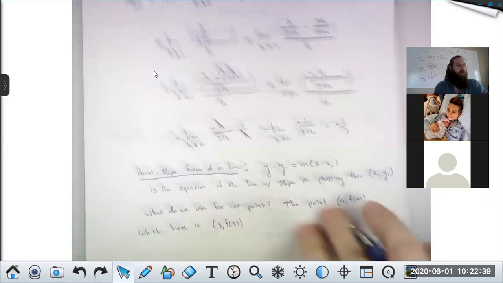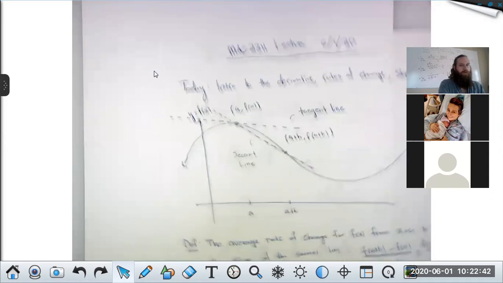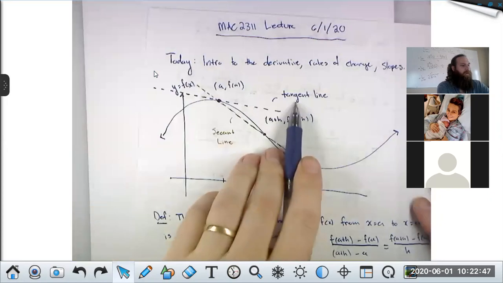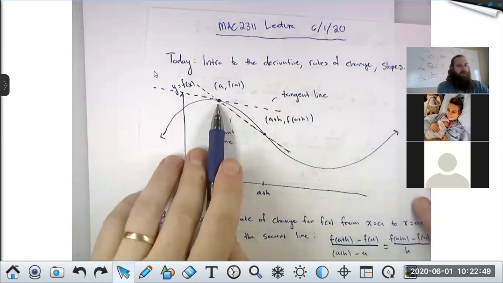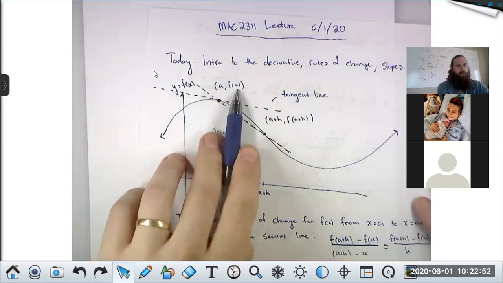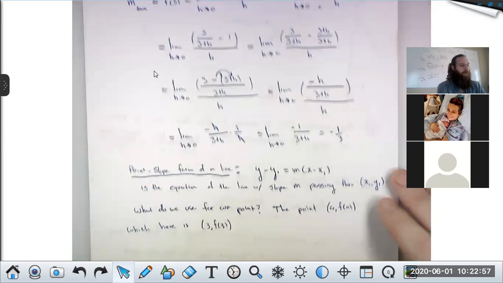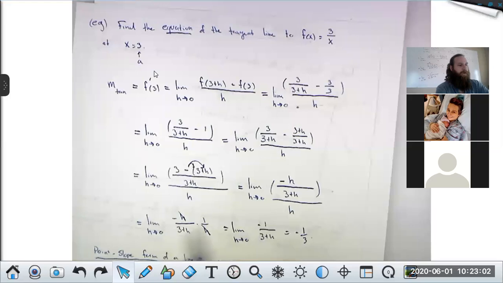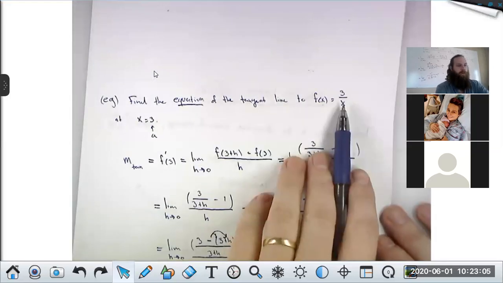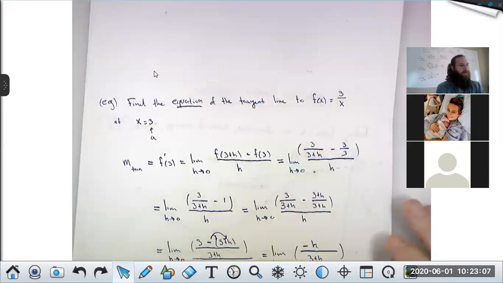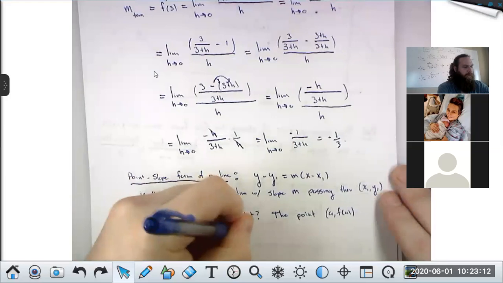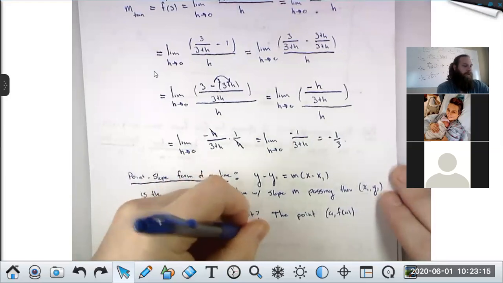And just like on our picture over here, one point which is guaranteed to be on the tangent line is the point where the line is tangent to the graph, and that's always a comma f of a. So here the point is 3 comma f of 3. What is f of 3? It's 1. If I plug in 3 for x here, 3 over 3 is 1. So my point of tangency, the point I will use in my point slope formula, is 3 comma 1.